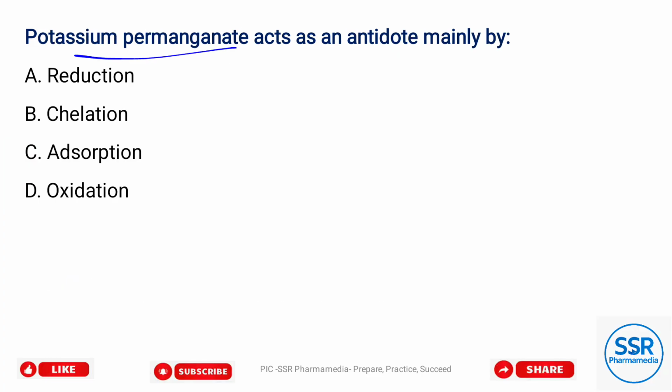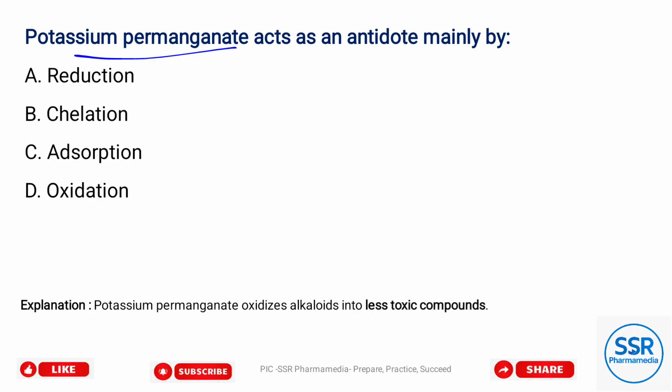Potassium permanganate acts as an antidote mainly by, option C, oxidation.